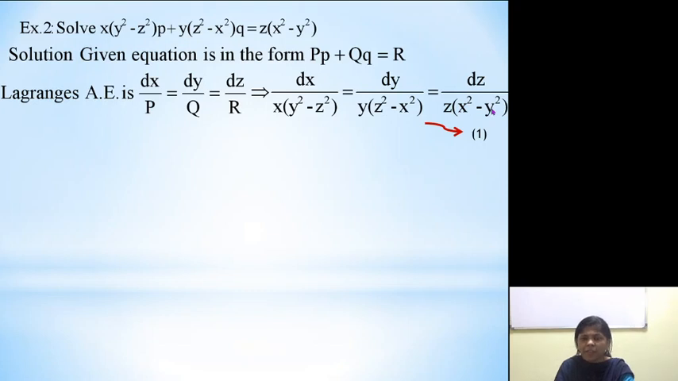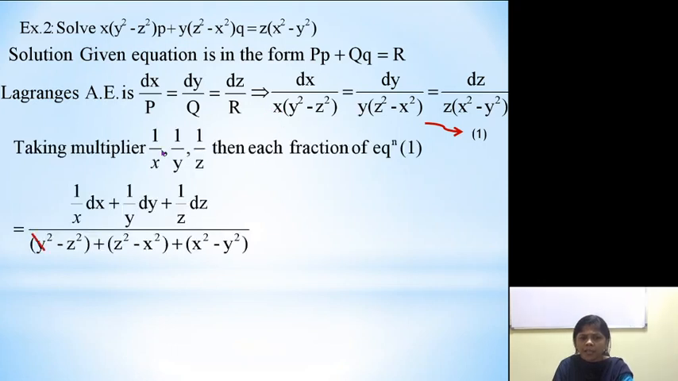So like this, roughly we will check whether this process will work out or not. So yes, this process works, that is cancellation of these common terms. So for this we need the multiplier as 1 by x, 1 by y, 1 by z, right? So therefore each fraction of this equation equals 1 by x dx plus 1 by y dy plus 1 by z dz, right? So we find that all terms get cancelled, reduced to 0.